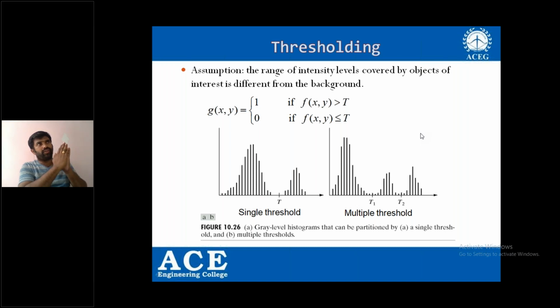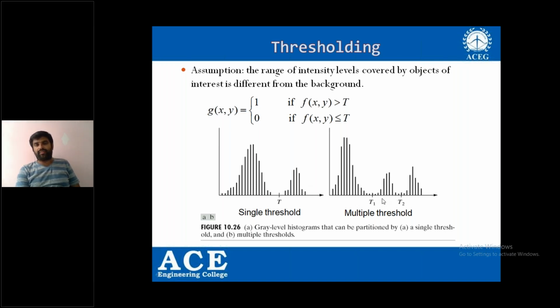Basically, the threshold is used for separating the foreground and background, right? If the image is taken, there is the background and the foreground. If I apply the threshold at a particular value, the background can be separated and the object can be separated, right? That is the way we use thresholding for image segmentation. If I take T as a threshold, above T one part can be considered, below T another part can be considered, right?